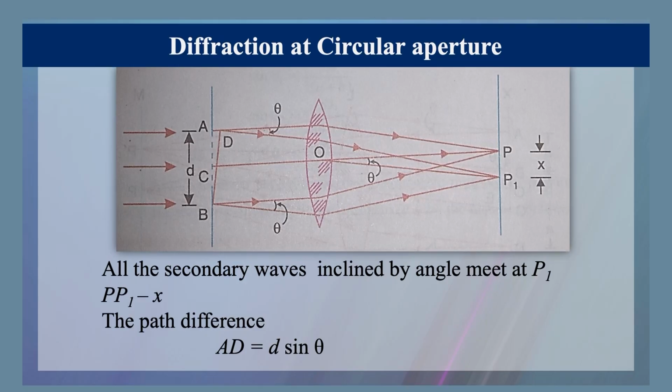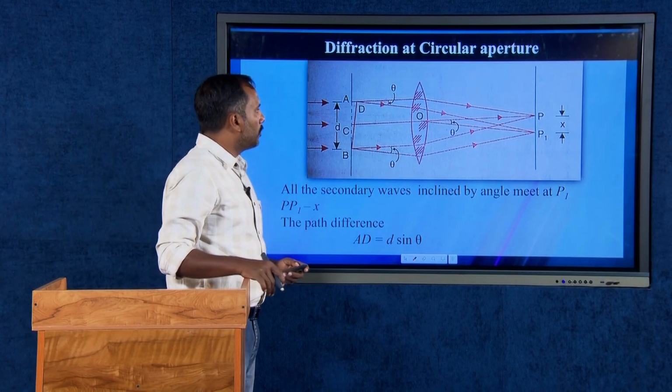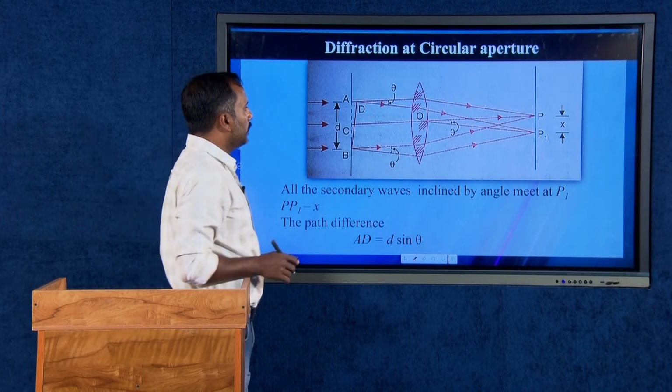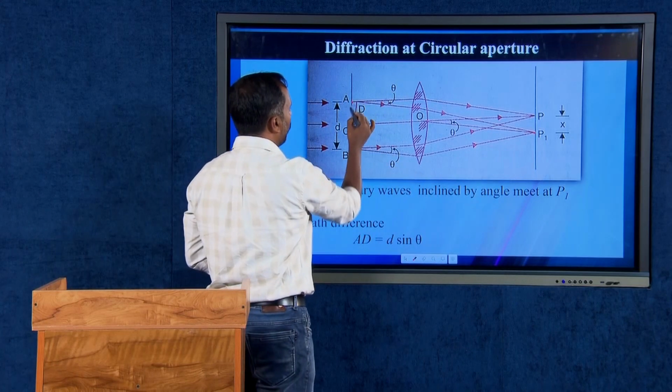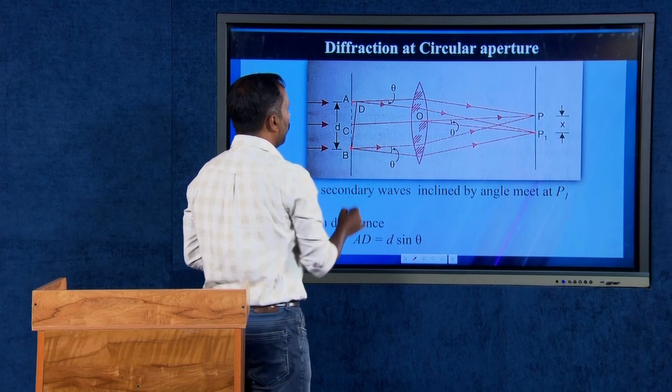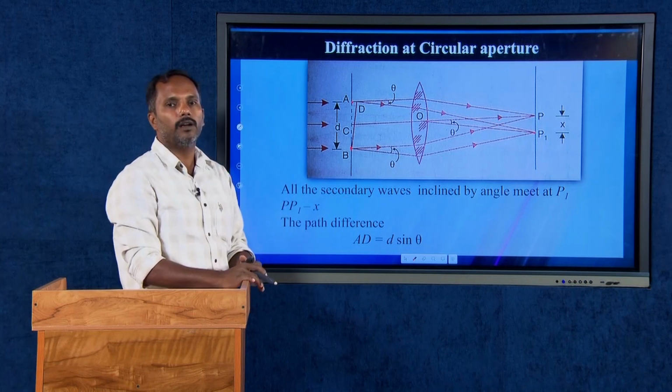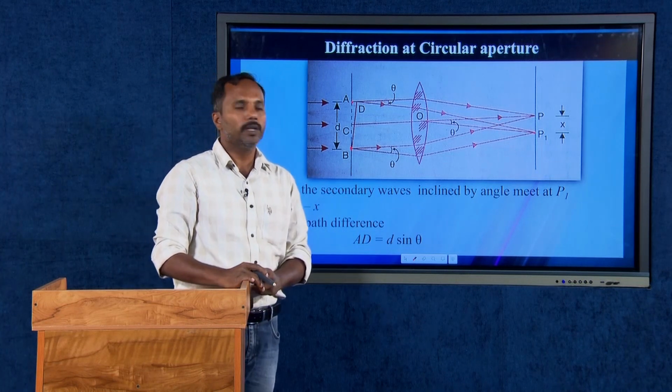Now, in order to calculate the intensity at point P1, we have to calculate the path difference of the light wavefront reaching point P1. So essentially we are taking points A and B, which are the two extreme points of that circular aperture.